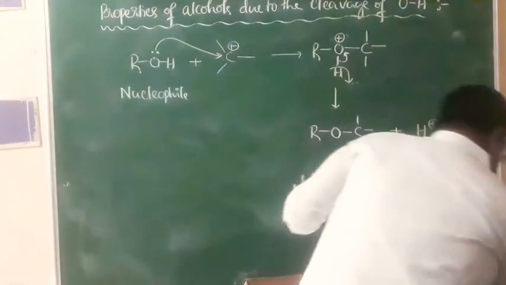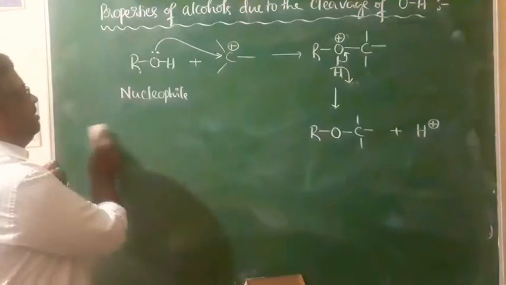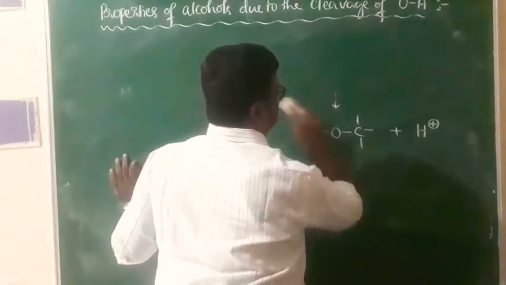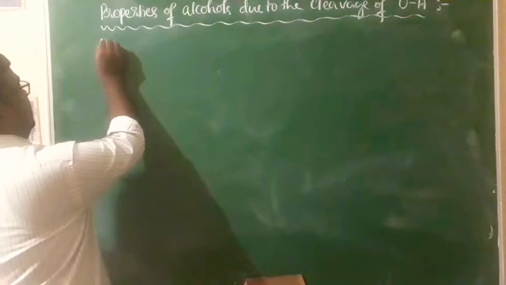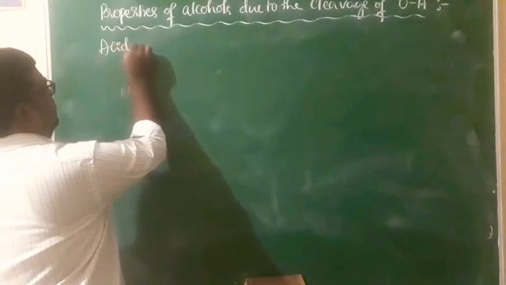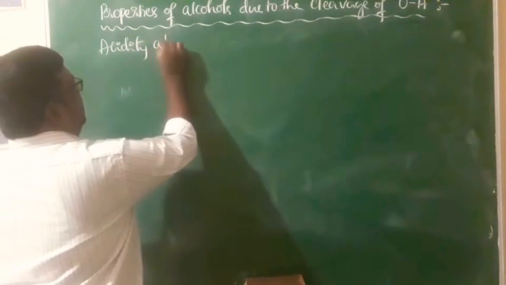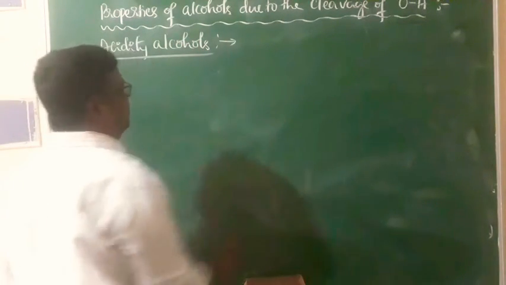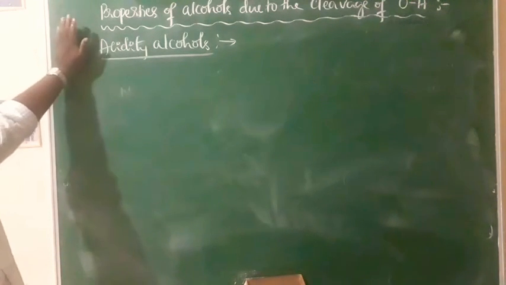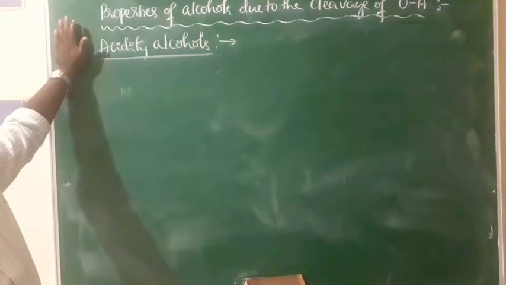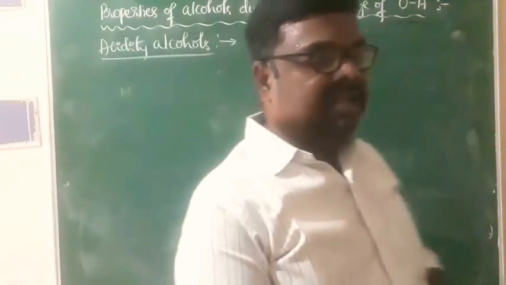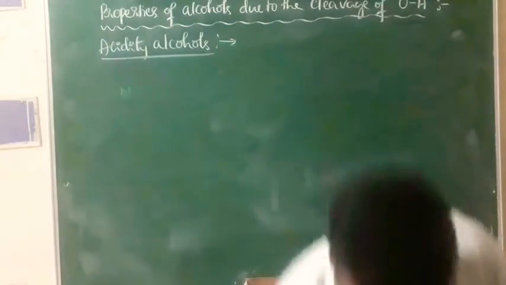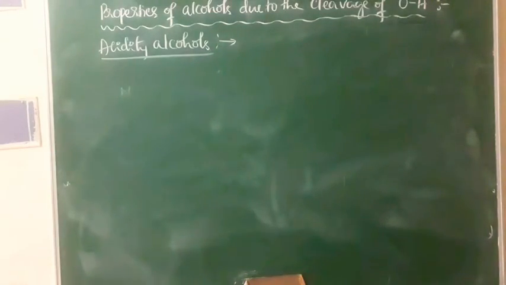Under this headline, we'll take some examples of chemical reactions where cleavage of the OH bond takes place. I'll take up some examples, like the acidity of alcohols. This is the first property, and the acidity of alcohols is one example of chemical reactions where you will find there is a cleavage of the OH bond. As far as acid is concerned, acid is a proton donor. That means it donates H plus ions to other substances, like bases.